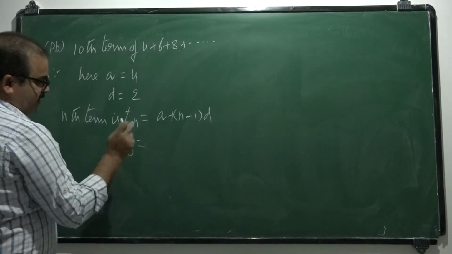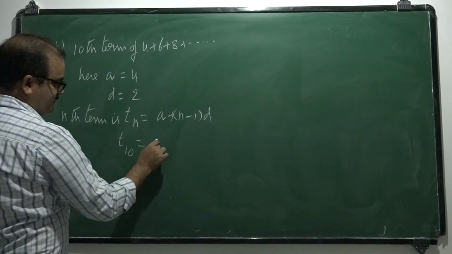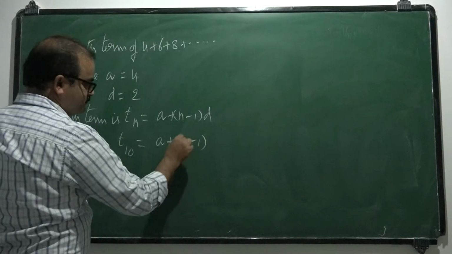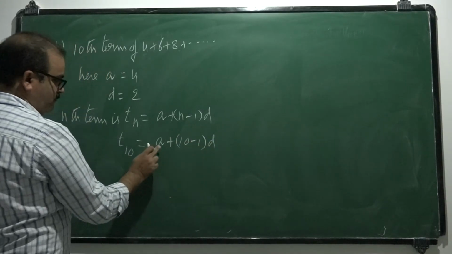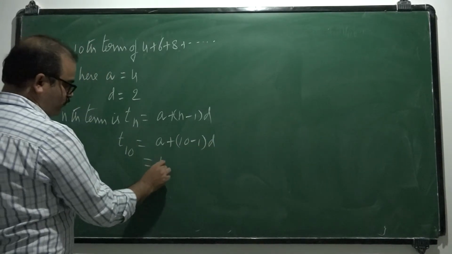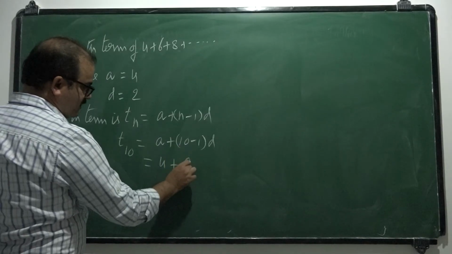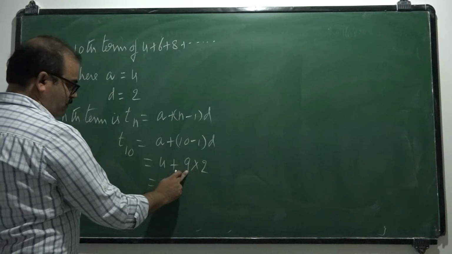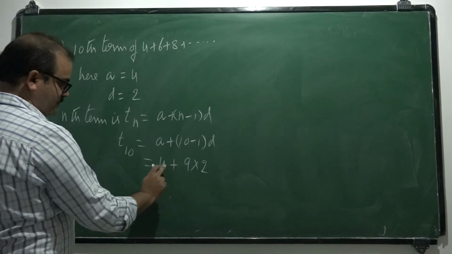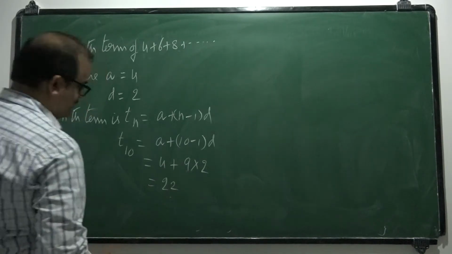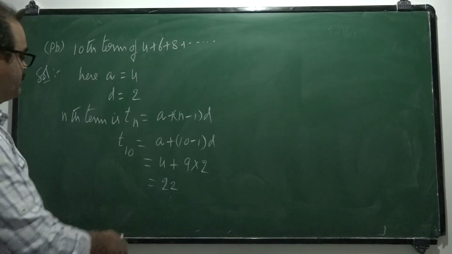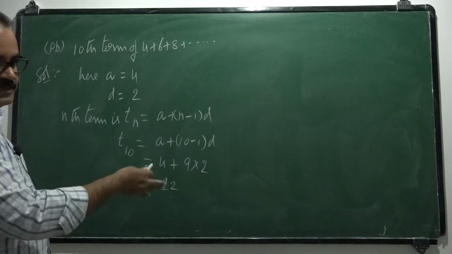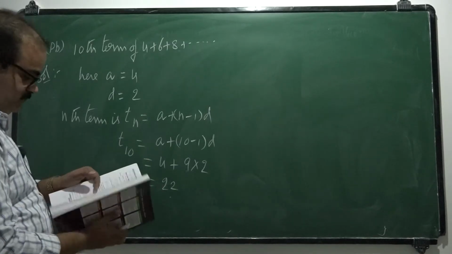Put n is equal to 10. A plus 10 minus 1 into D. What is the A value? 4. 10 minus 1, 9, into D. D is 2. 9 into 2 is 18, plus 4 is 22. In this way we can find any term, 10th term or 12th term or any term.